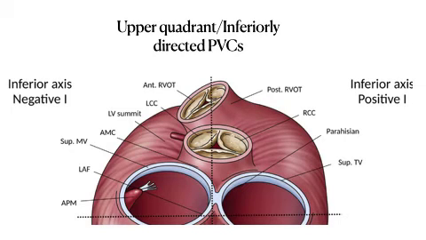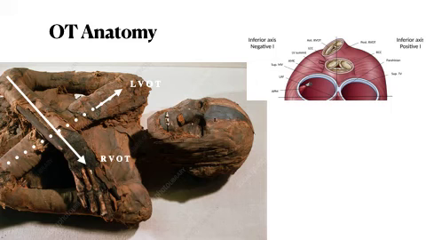The PVCs originating in the upper quadrants record a positive reflection in the inferior leads. aVR and aVL, which are superior leads, also show a negative reflection because of the vectors directed away from them. The PVCs originating from the upper quadrant were further divided into left-sided or right-sided originating PVCs. The right-sided PVCs have a positive reflection in lead 1, while the left-sided PVCs have a negative reflection.